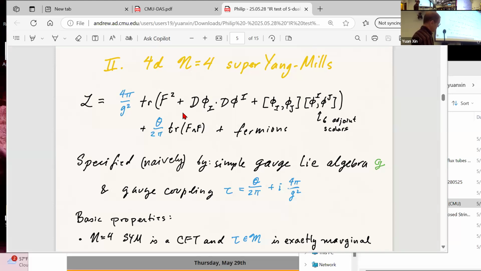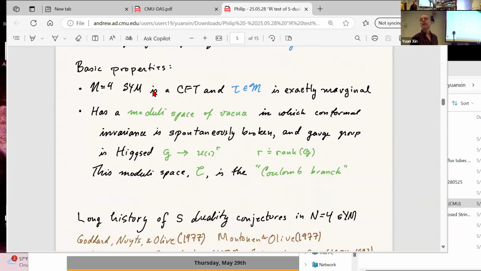So here, just to remind you, is n equals 4 super Yang-Mills. The basic property is that it's a conformal field theory, and it has a single complex exactly marginal coupling, again called tau. And we want to understand, for a given such theory, what is this space of couplings? At least naively, this Lagrangian that I wrote was specified by specifying a simple Lie algebra.